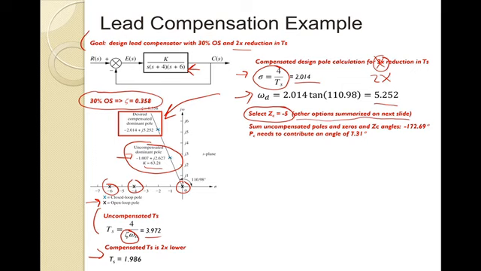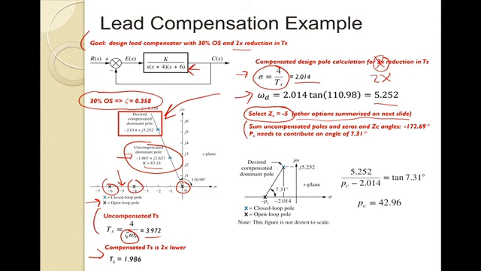I have other options summarized. And again, this is part of the design art that you will learn as you go through some problems here. So assuming that compensator zero here at -5, not shown on this root locus, but you'll see it coming up, we're going to sum the angles of the uncompensated poles and zeros and that compensator zero. We'll see that that angle comes out to be -17.7. So that means our compensator pole would need to contribute about 7.3 degrees. Notice that's positive, so that will have to go here to get a positive 7.3.